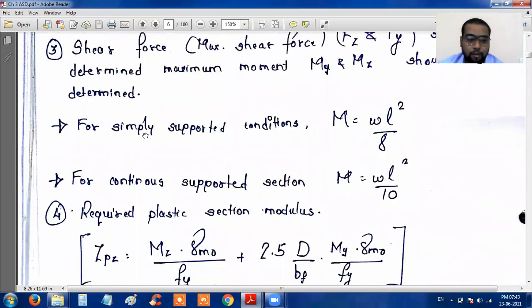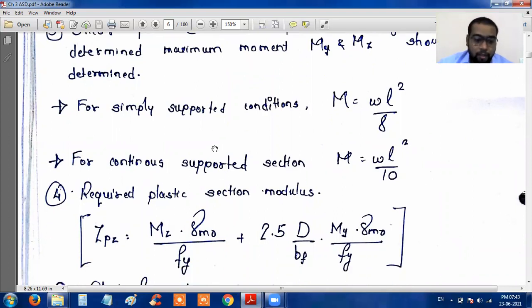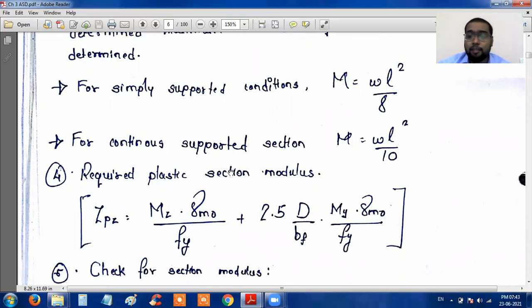After that, we will discuss that if the simply supported condition is there, then the moment is W L square by 8, and if the continuous support is there, then the moment is W L square by 10. Then the required plastic section modulus Zpz is equal to Mz into gamma M0. This is the partial safety factor, and we will take the value 1.10.